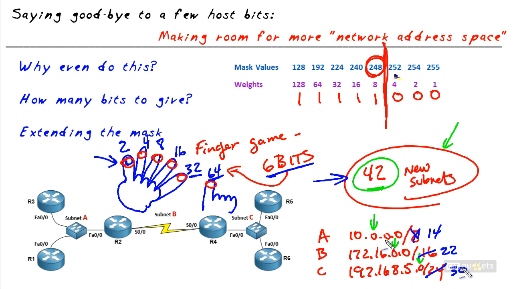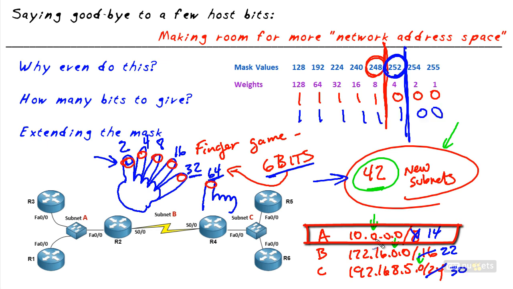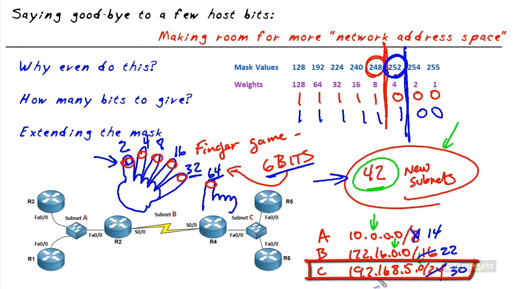So the new mask for the second octet for this network would be 252. The new mask for the third octet would be 252. And the new mask on this network, the 192.168.5/30, that would be in the fourth octet, the mask would be 252. It's representing on each of those networks that we're stealing the additional 6 bits and allocating them for network address space. And the concept is the same for each and every one of them.